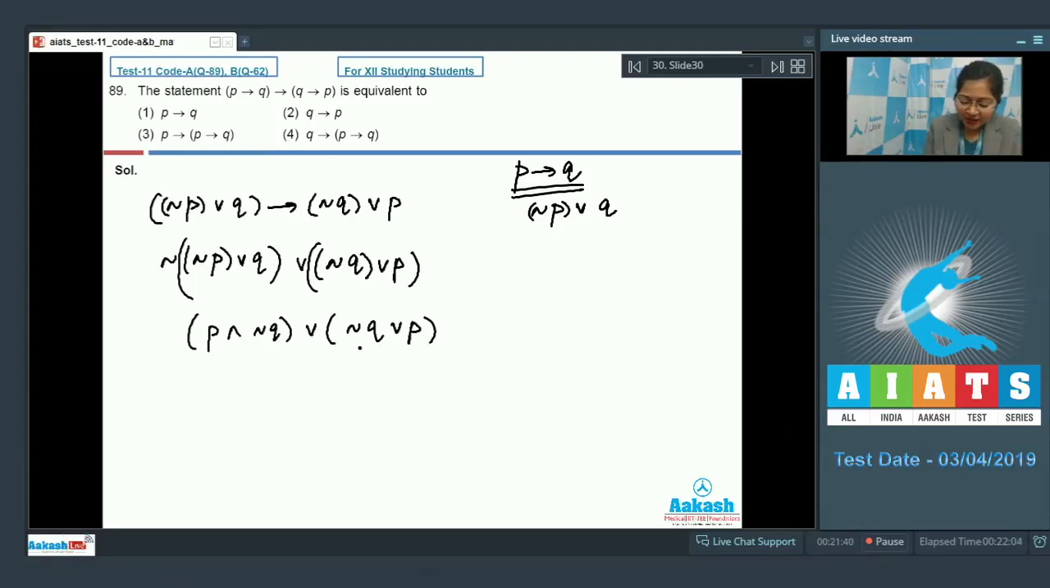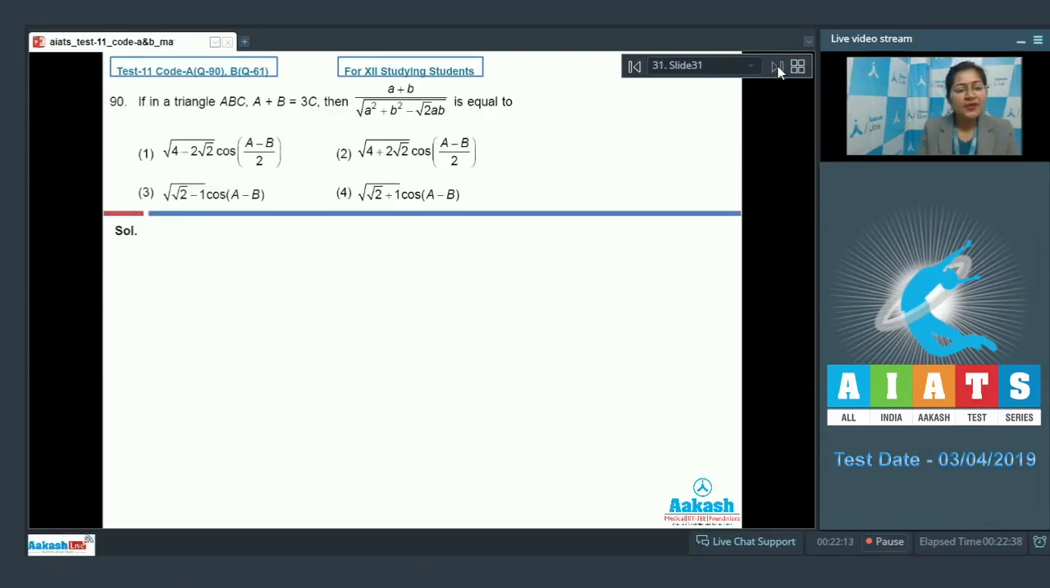Now it says P and negation Q, and we have or in between, so it will be equal to P or negation Q, right? Now this will be equal to Q implying P, right? So the correct answer is option number 2. Now the same question can also be solved by making a truth table.